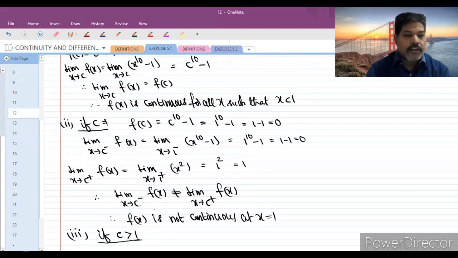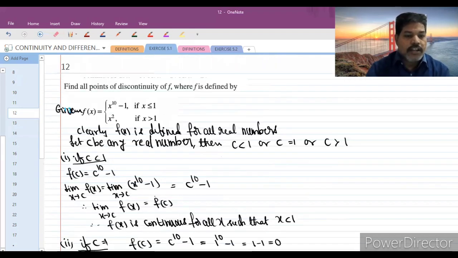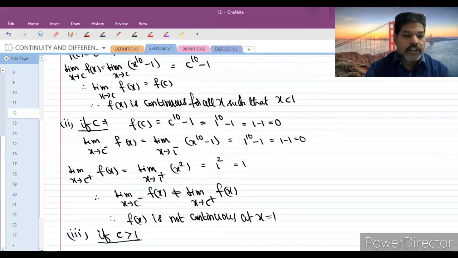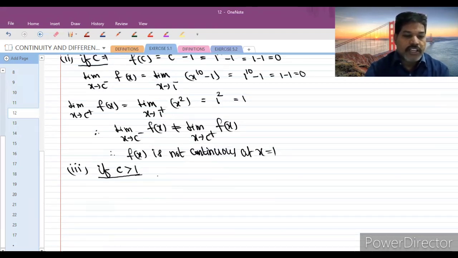What happens? If c is greater than 1, f of c value will become x square. So that's why you can take the function here. So if c is greater than 1, then f of c is equal to c square.